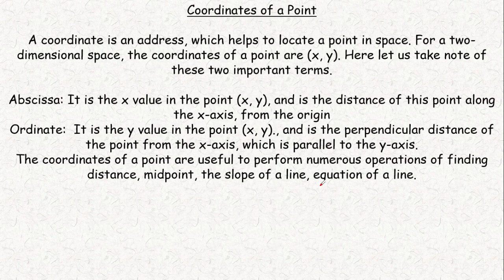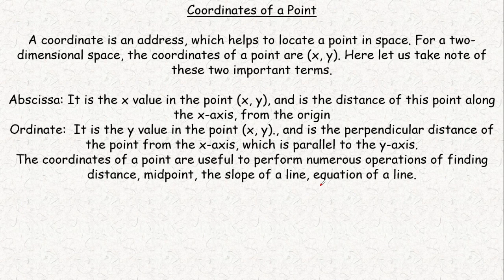Now let's learn some of the terminologies in the coordinate system or coordinate geometry. What is a coordinate? A coordinate is an address which helps to locate a point in a space. For a two-dimensional space, the coordinate points are x, y.